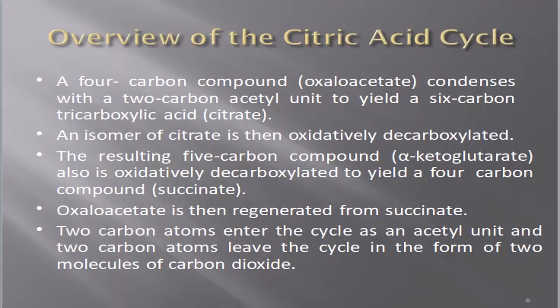The 2 carbon atoms entering the cycle as an acetyl unit are leaving the cycle in the form of 2 molecules of carbon dioxide, liberated from the oxidative decarboxylation of the isocitrate and alpha ketoglutarate steps.